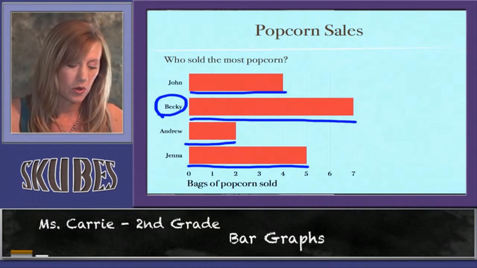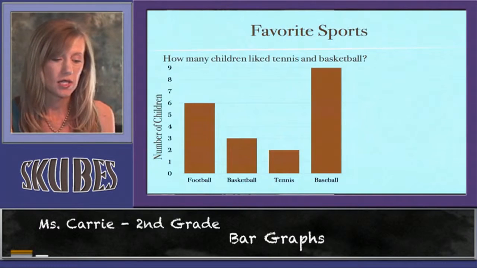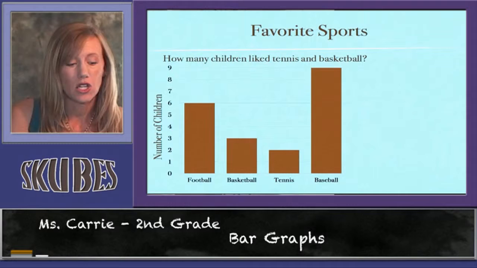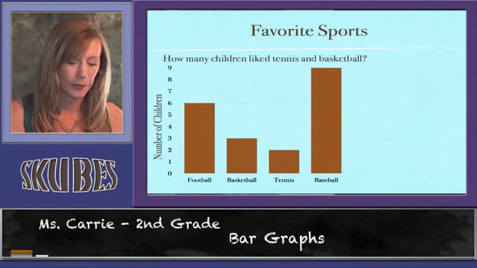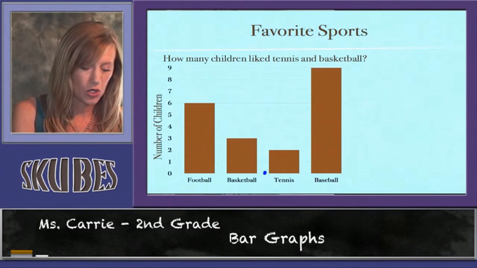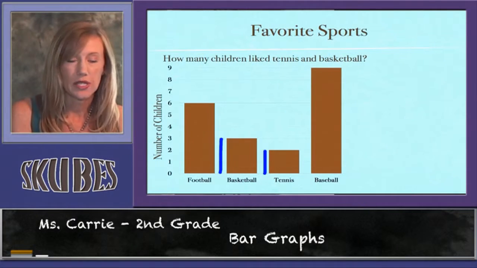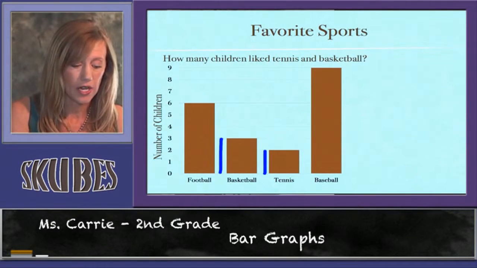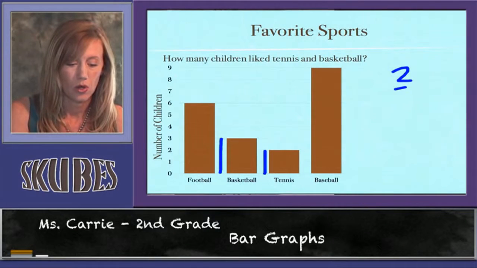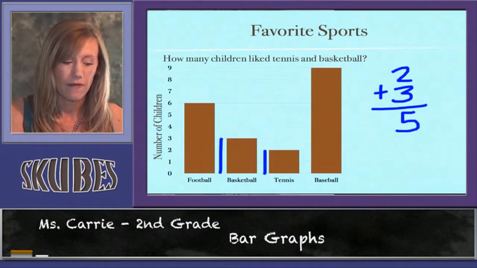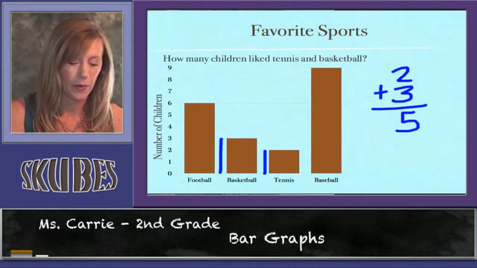Let's look at one more type of bar graph. This one is titled Favorite Sports. And our question says, how many children liked tennis and basketball? Well, tennis was 2, and basketball was 3. So we simply add these numbers together to find our answer. 2 plus 3 is 5. 5 children like tennis and basketball.